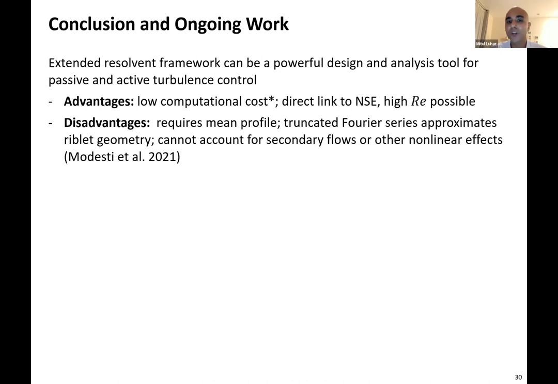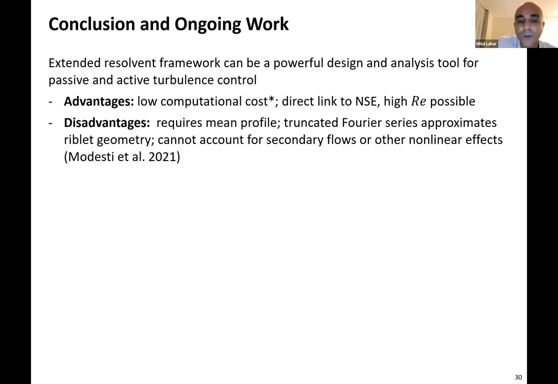For things like riblet geometry, we had to make use of a truncated Fourier series representation. So the riblet geometry was not captured exactly. It's not captured as well as you might capture it in simulations where the mesh is fitted to the geometry. And of course, the resolvent framework, because of its linear philosophy, cannot account for secondary flows or other nonlinear effects.